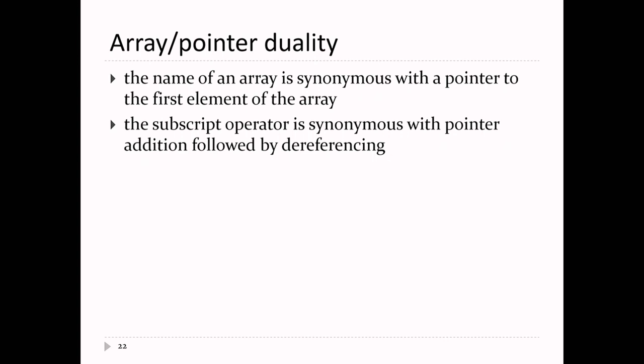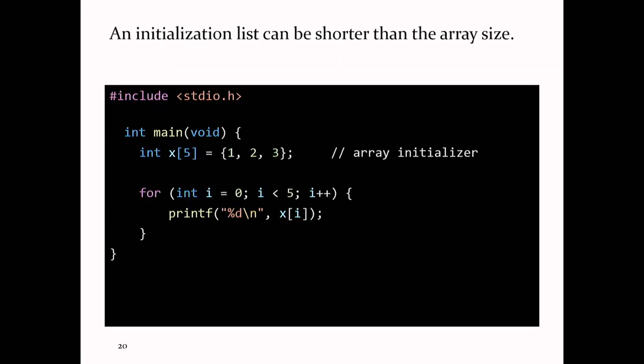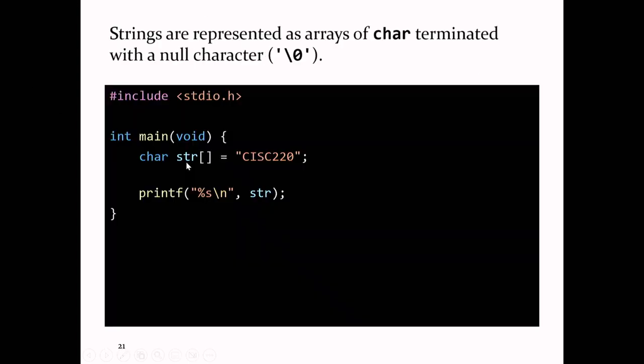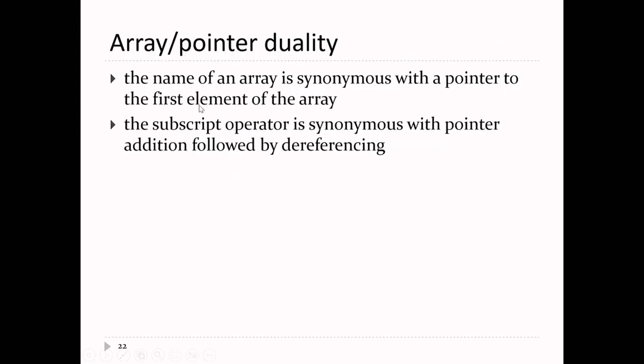All right. It turns out that arrays and pointers in C are very closely related. The name of an array is synonymous with a pointer to the first element of the array. So I have an array called str here, and the name str is exactly the same as a pointer to the first char. So keep that in mind.